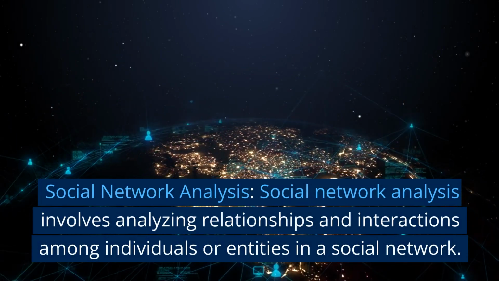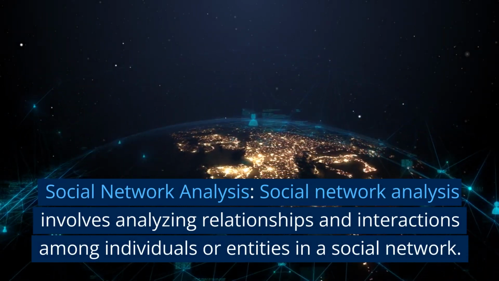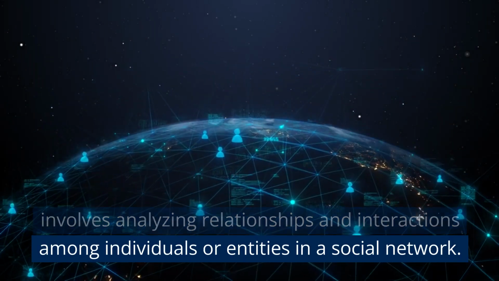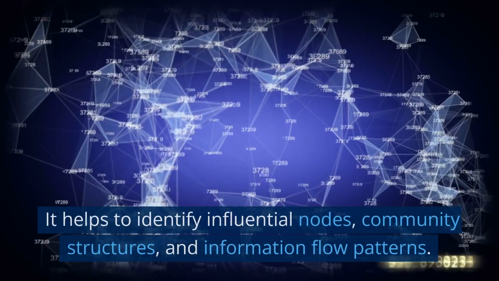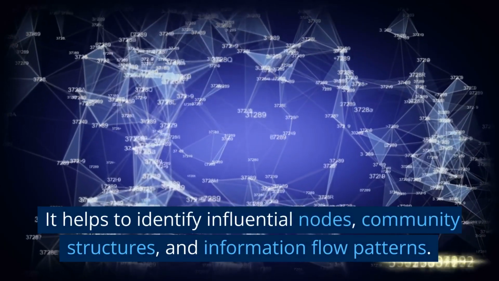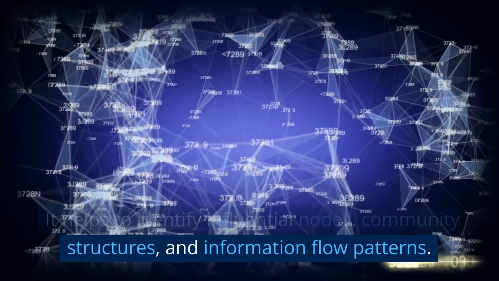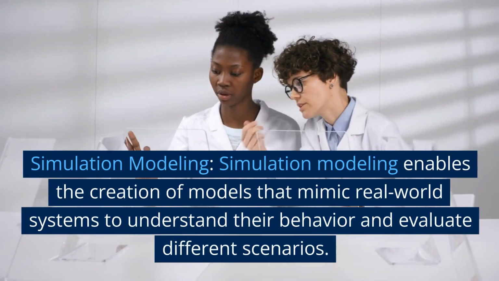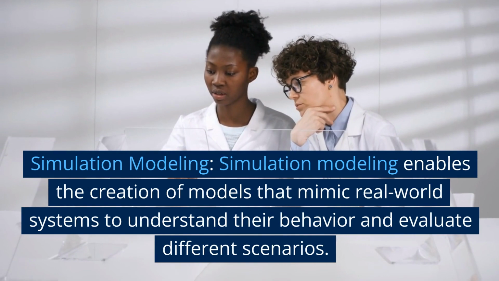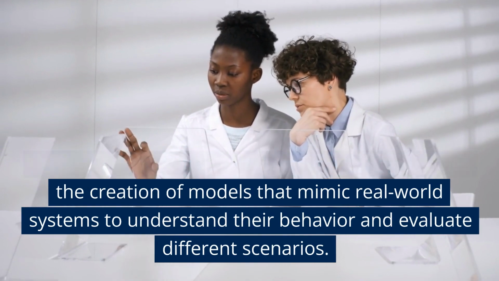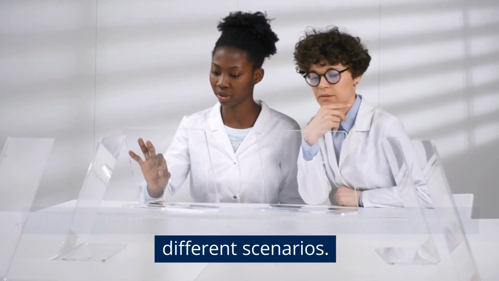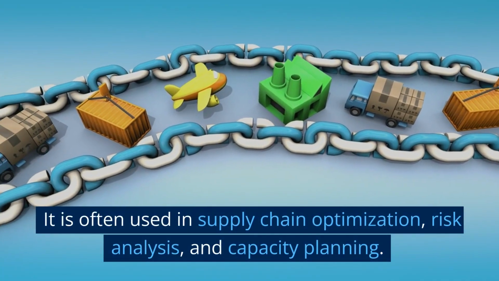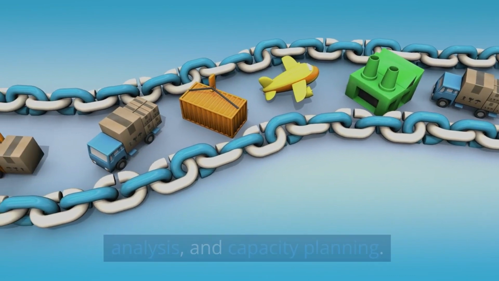Social network analysis. Social network analysis involves analyzing relationships and interactions among individuals or entities in a social network. It helps to identify influential nodes, community structures, and information flow patterns. Simulation modeling. Simulation modeling enables the creation of models that mimic real-world systems to understand their behavior and evaluate different scenarios. It is often used in supply chain optimization, risk analysis, and capacity planning.